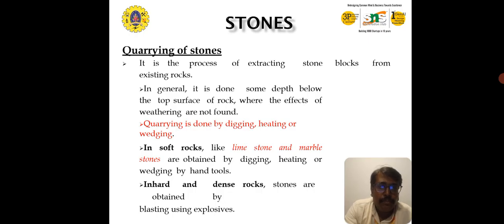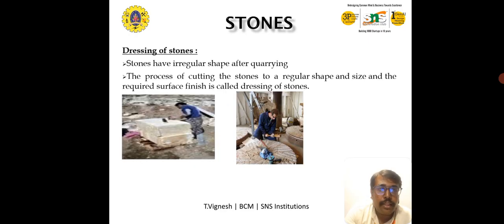Quarrying is done by digging, heating, or wedging. Soft rocks like limestone and marble are obtained by digging, heating, and wedging. In hard and dense rock, stones are obtained by blasting using explosives. You can see this in a lot of movies, right? Quarrying in KGF too. Explosives are used to blast those stones, and that's how quarries work right now.